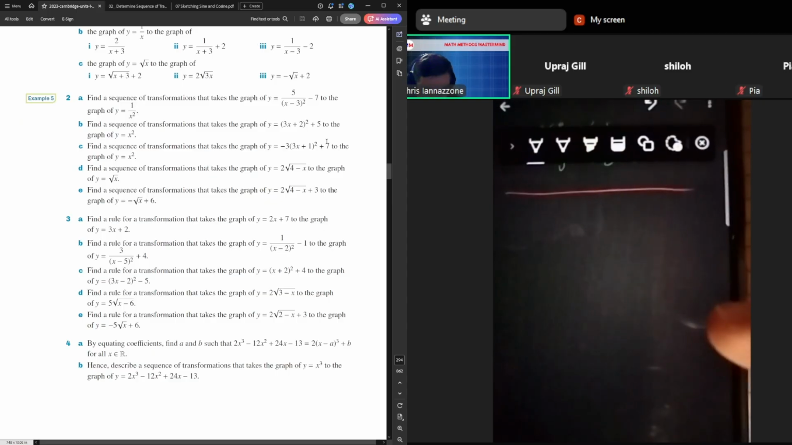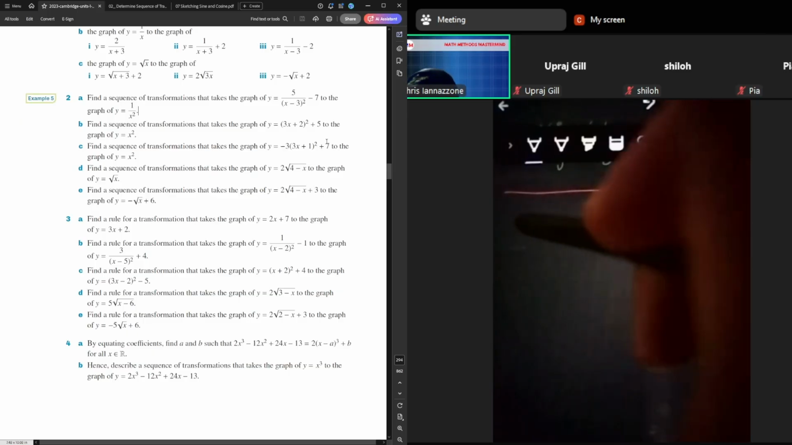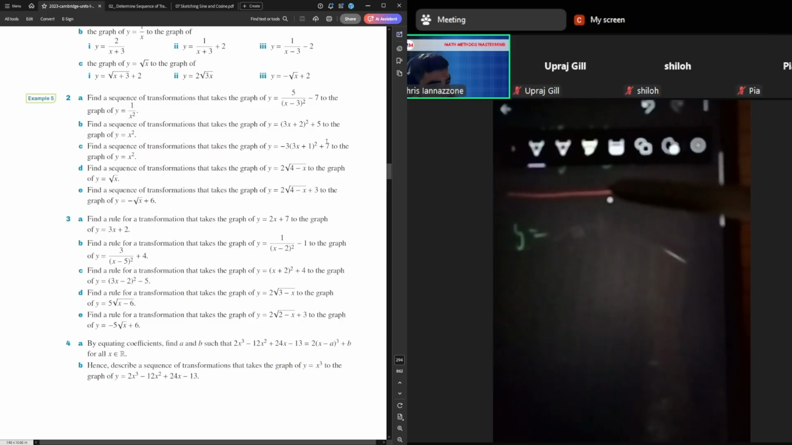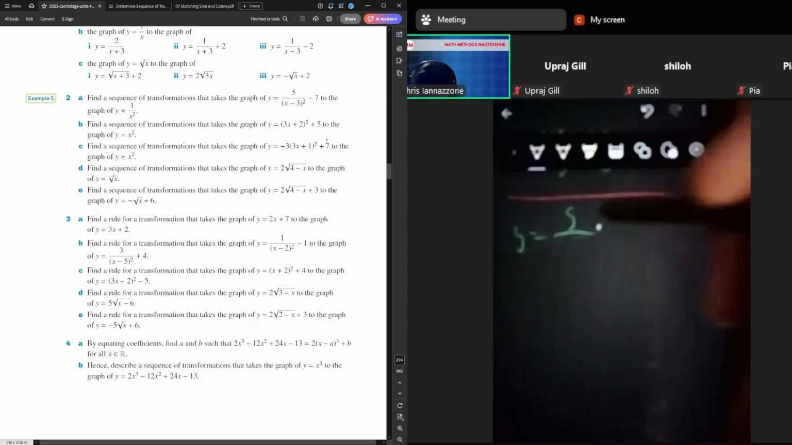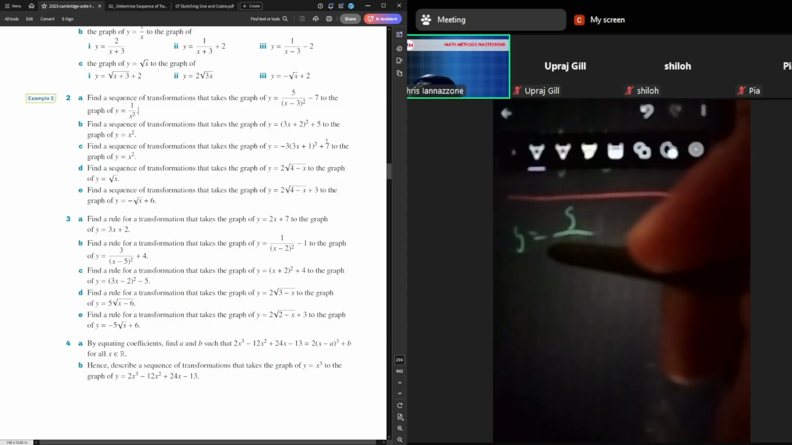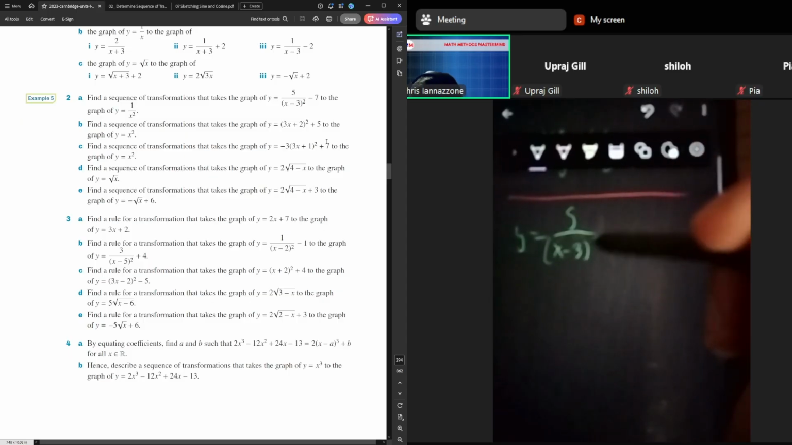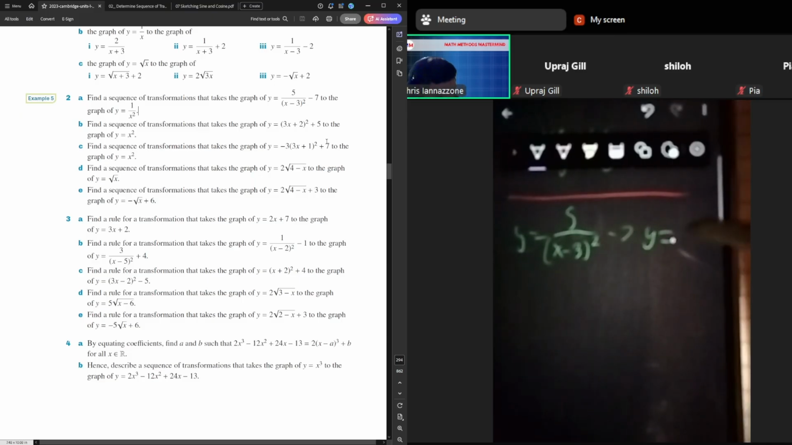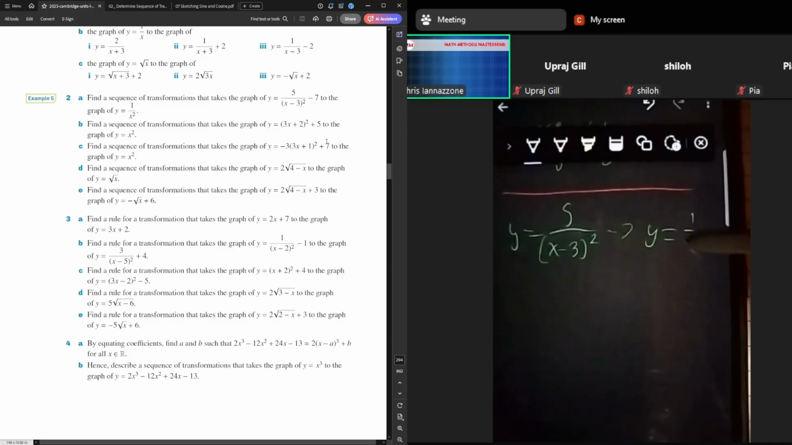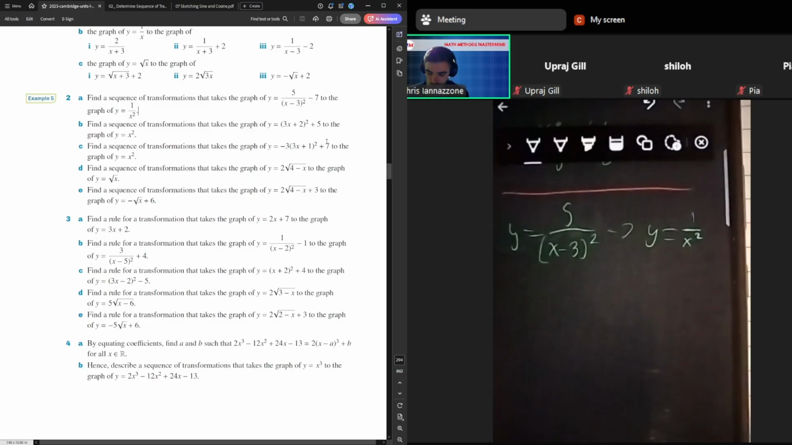Okay. All right, the first one. We have y equals, oh, a blurry thing, y equals 5 over, I'll unblur it once I write the whole thing out, (x minus 3) all squared minus 7. Now we want to get that towards y equals 1 over x squared. That's our target. So again, using either approach, how might we get from the first one to the second one?